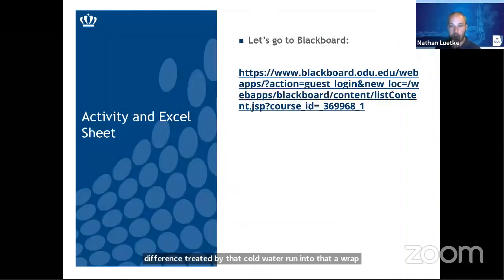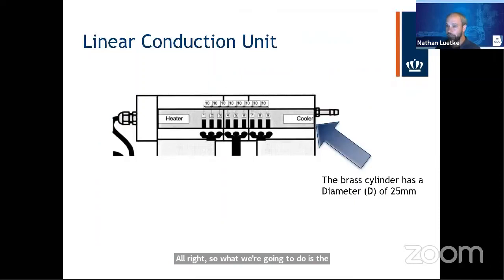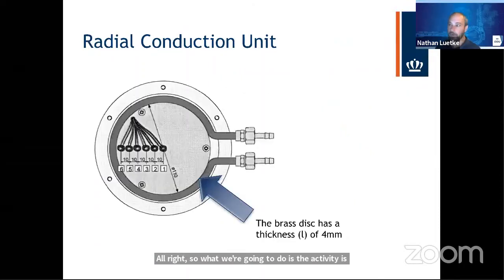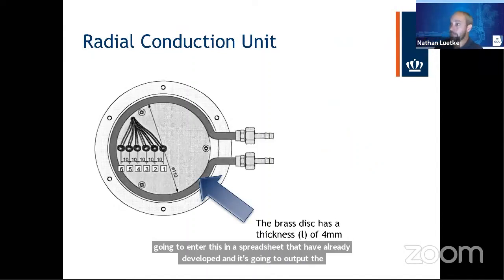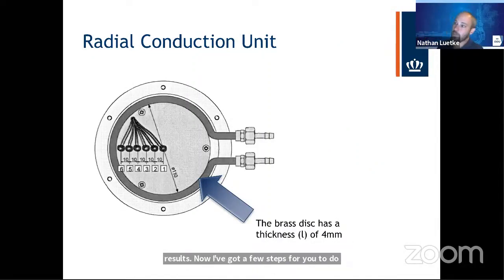All right, so the activity is going to have you measure the temperature at those different locations in the linear and the radial. You're going to enter this in a spreadsheet that I've already developed, and it's going to output the results. Now, I've got a few steps for you to do to make it a bit more advanced for yourself if you like, but you can use the spreadsheet as a check to see if you've got it right.